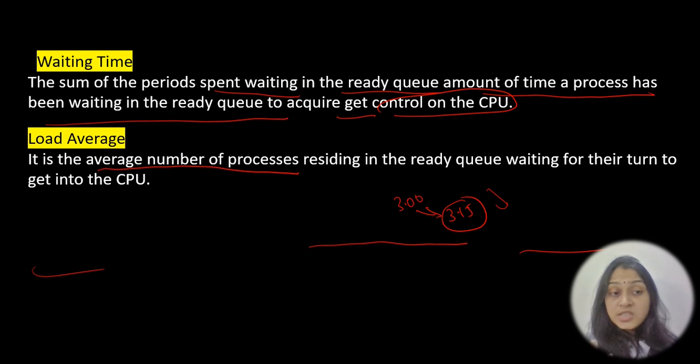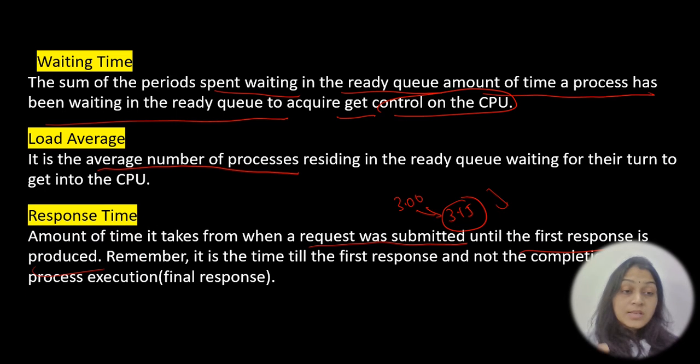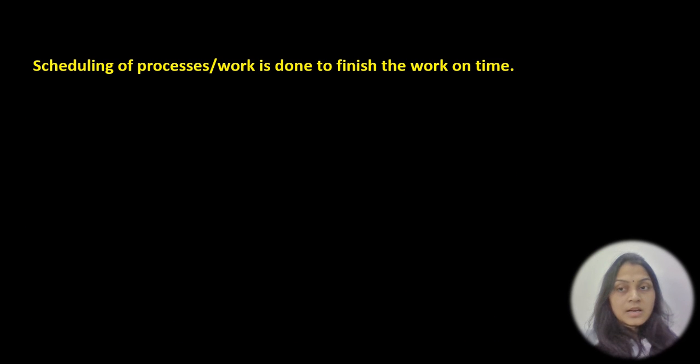Next is the load average. Load average is nothing but the average number of processes residing in the queue, waiting for their turn on the CPU. And finally is the response time. Response time is only from when the request was submitted until the first response. So these are all the different time-related criteria. Just remember the concept I'm saying. Whenever you remember the concept, you can easily solve the problems. No need to memorize the formulas; automatically you will get the formula if you know the concept. I hope you understand it clearly, students.